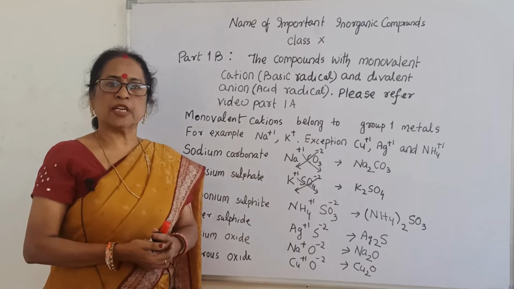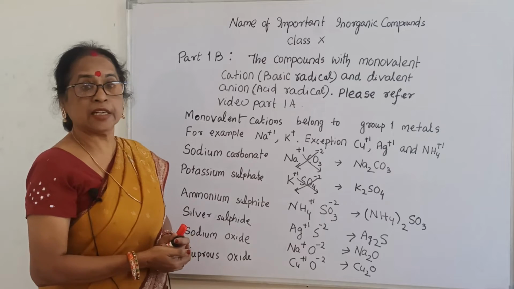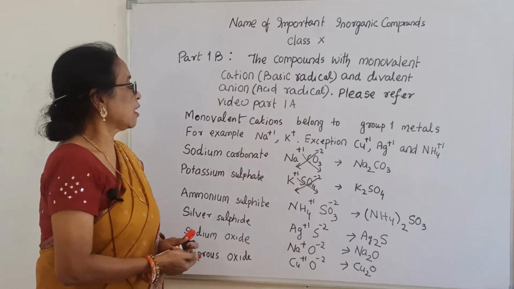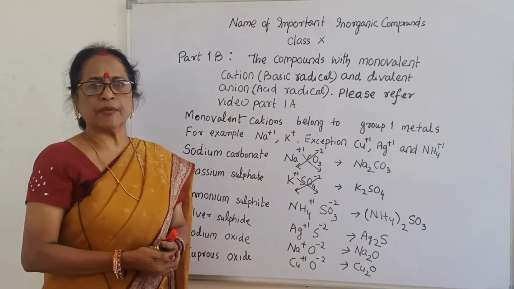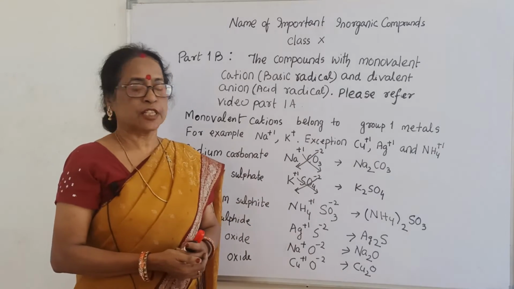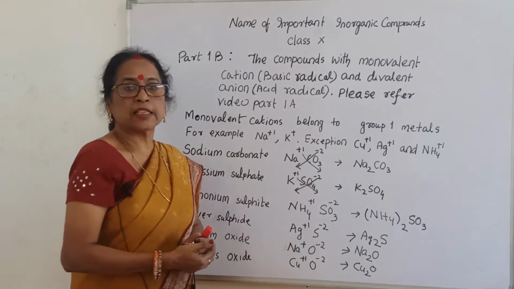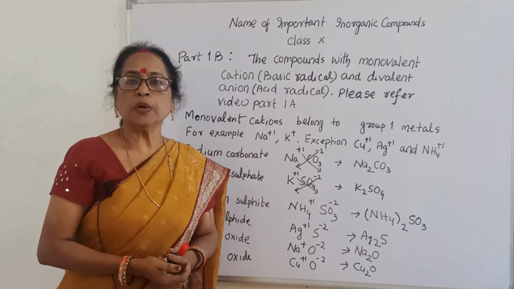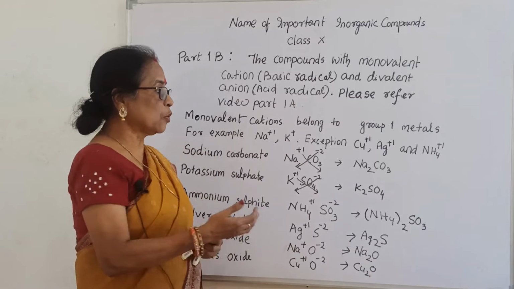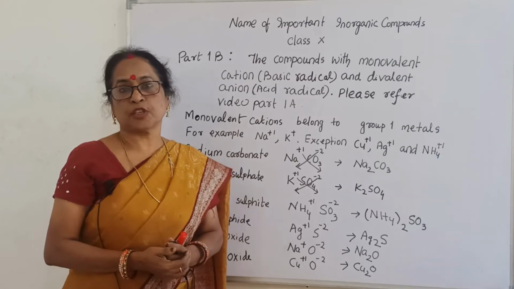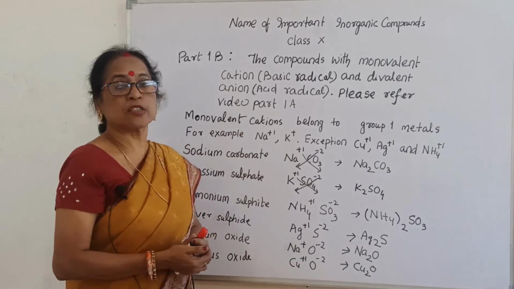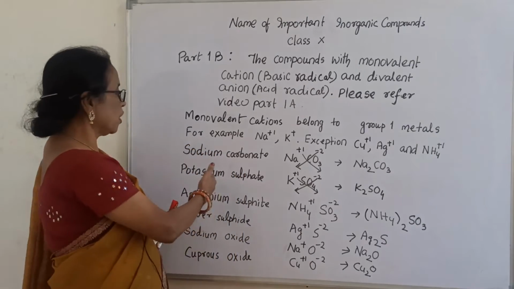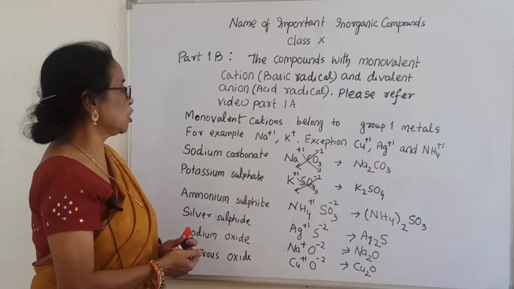Generally, sodium and potassium compounds are available in our daily life and in our chemistry lab practicals. The exception cases, which are also very important for your chemistry lab, are Cu+1, Ag+1 and NH4+1. I told you NH4 is not a metal ion, it is a group of ions having +1 charge. This is a very exceptional case, called the ammonium ion. Ammonium means +1.